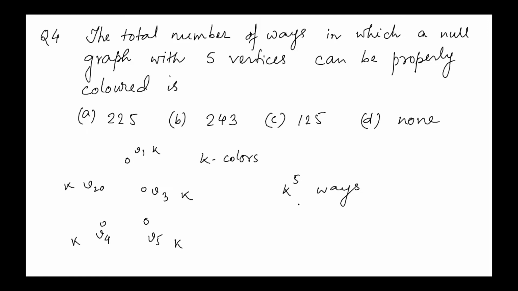In the question, the number of colors is not given. Let us take K as 1, K as 2, and K as 3 and check whether these numbers satisfy these options or not. If K is 1, the option is not there. If K is 2, the option is not there. If K is 3, 3 to the power 5, which is 243. So option B is the correct answer.